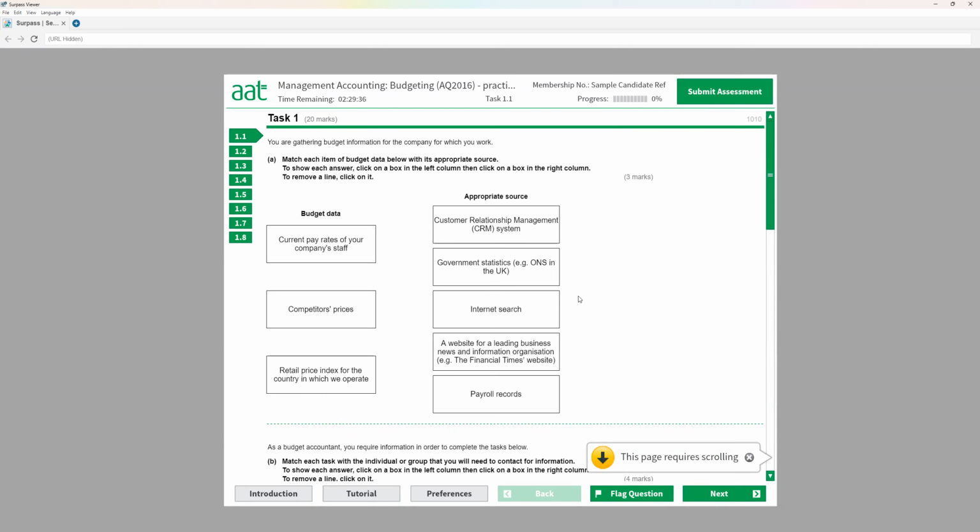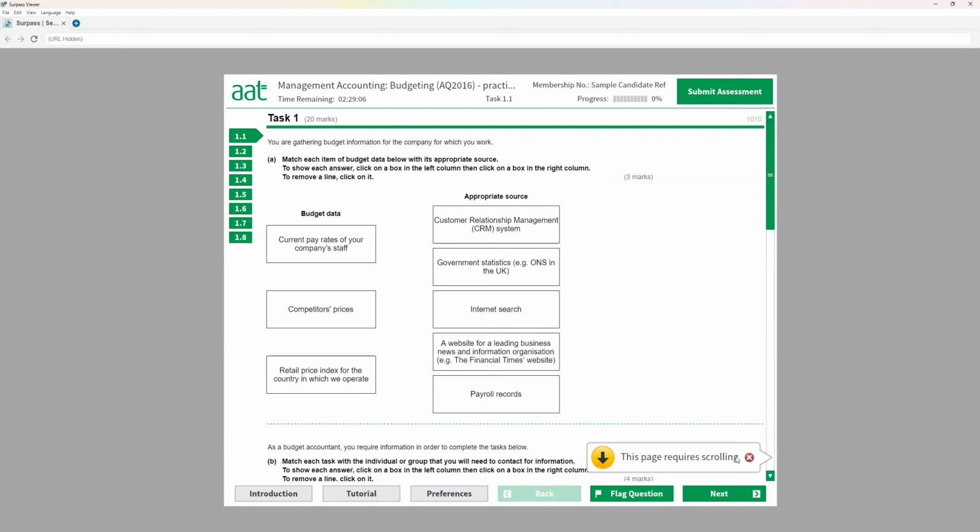So let's read this question. It says you are gathering budget information for the company for which you work. Match each item of budget data with the appropriate source. To show each answer, click on a box in the left column, then click on a box in the right column. To remove a line, click on it. So if you would like to remove any link, you have to remove it by clicking on that line.